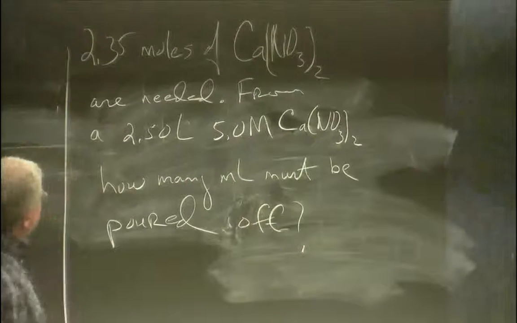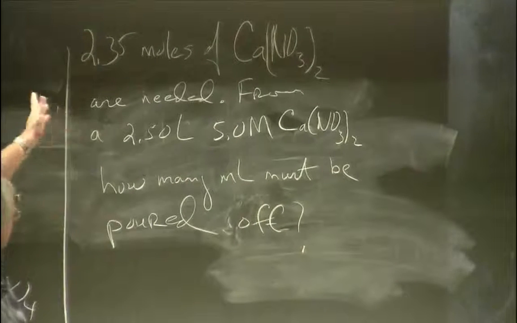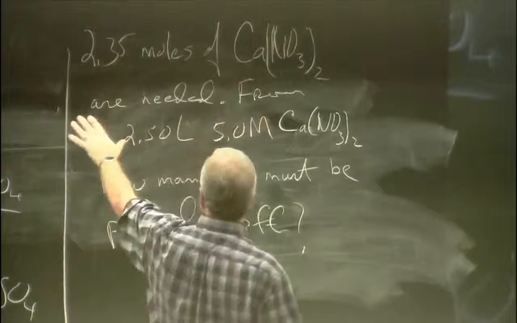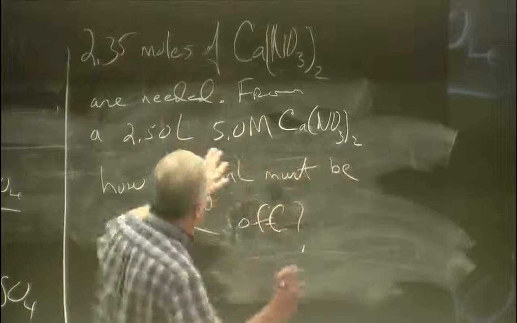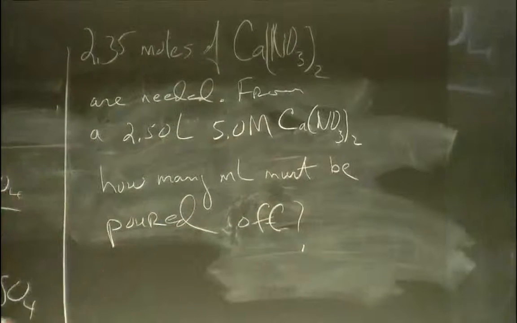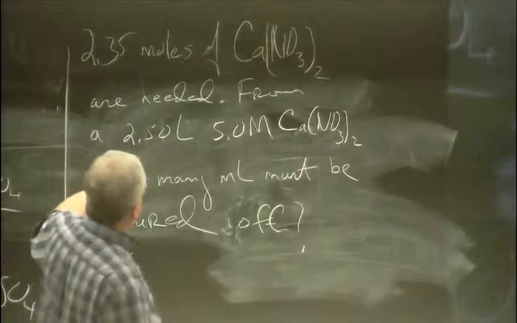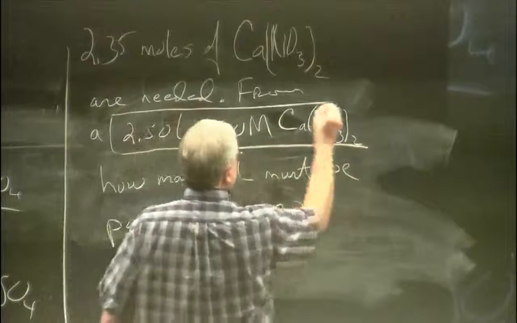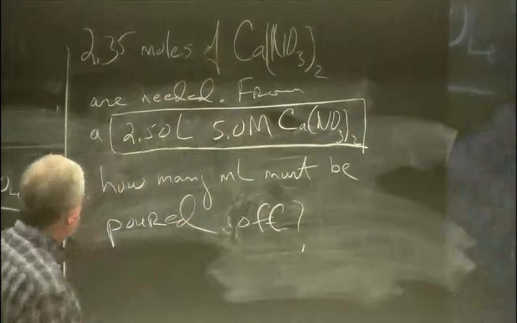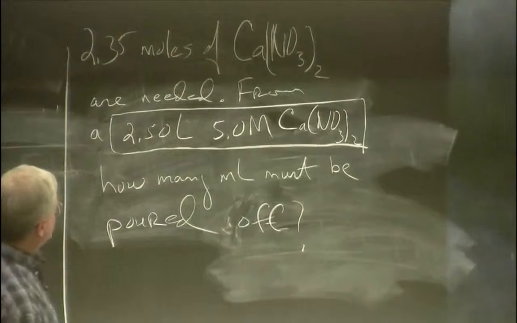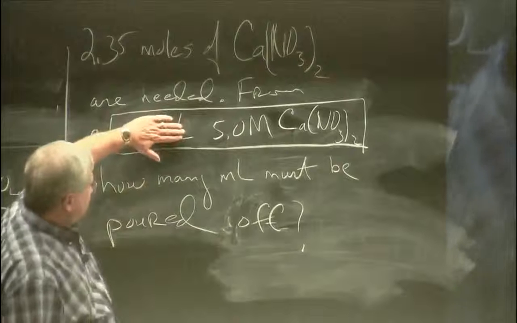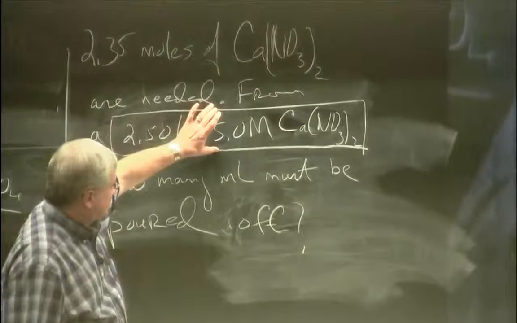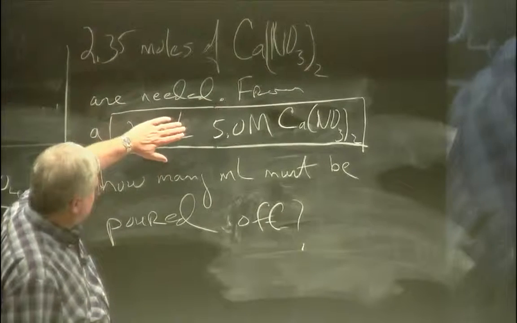I kind of rushed this one. I'm sorry if my wording wasn't great. 2.35 moles of calcium nitrate are needed, period, for a reaction. Now, it turns out you have it in the form of a solution. So you have a solution here. In fact, for this, you don't really need this information here. You've got the concentration of the solution. In fact, I kind of jumped ahead to something else here.